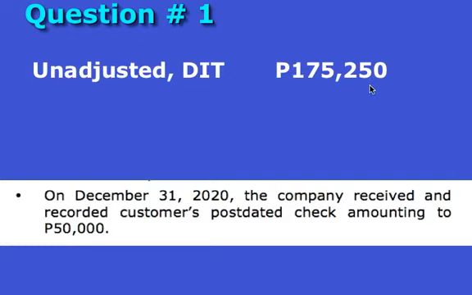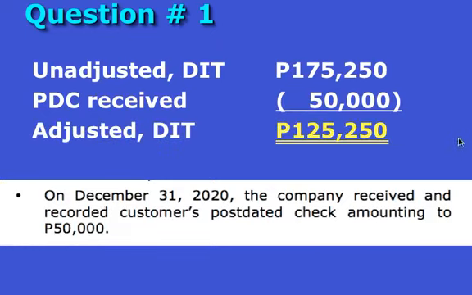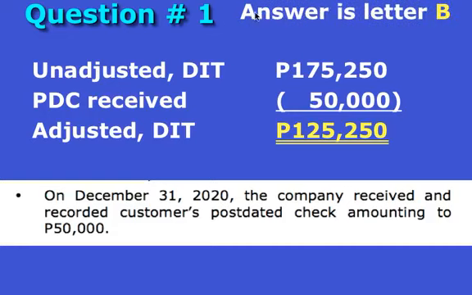Okay? So, book error. PDC received, erroneously recorded as collection. So, deduct natin yan from in-transit. Hindi siya dapat part ng deposits in-transit kasi hindi pa yan collected. Okay. No other reconciling items, no other adjustments noted. So, as adjusted. Okay, number 1, bravo.